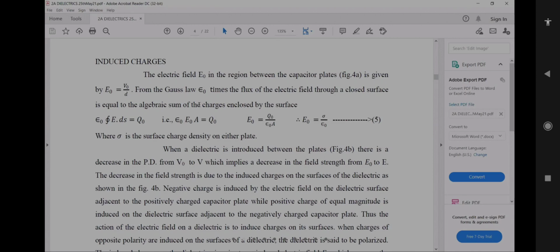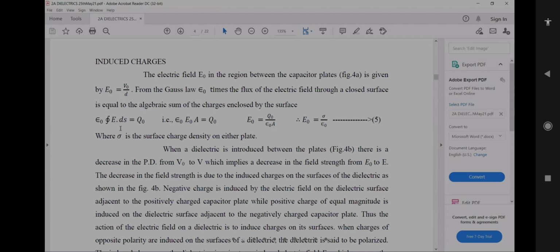From the Gauss law, epsilon naught times the flux of the electric field through a closed surface is equal to the algebraic sum of the charges enclosed by the surface. The flux is equal to 1 by epsilon naught times the net charge enclosed within the surface, and that can be written as integral E dot ds is equal to Q by epsilon naught. So this is no problem. Epsilon naught integral E dot ds is equal to Q naught.